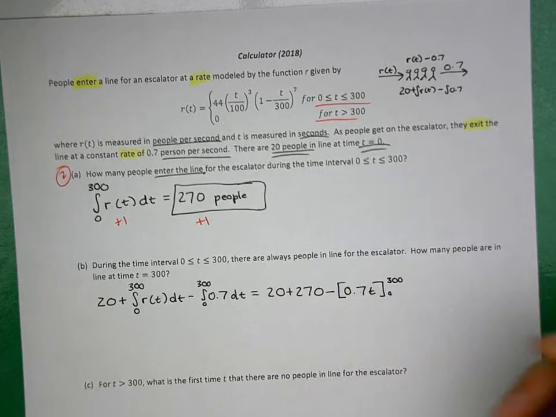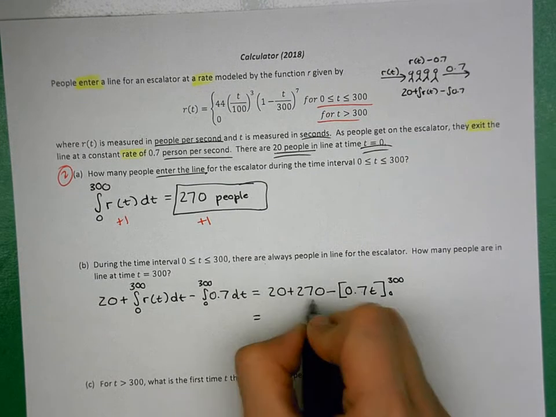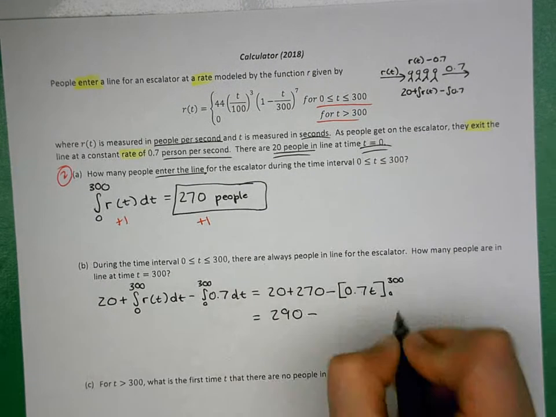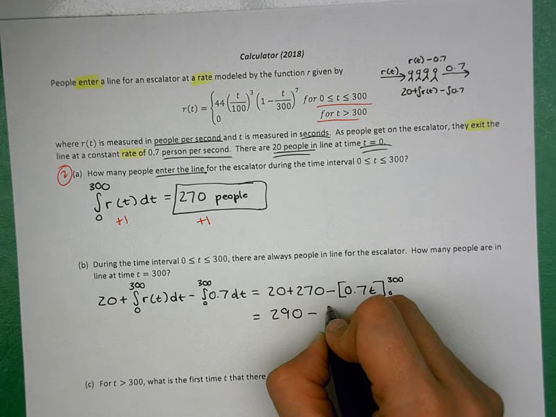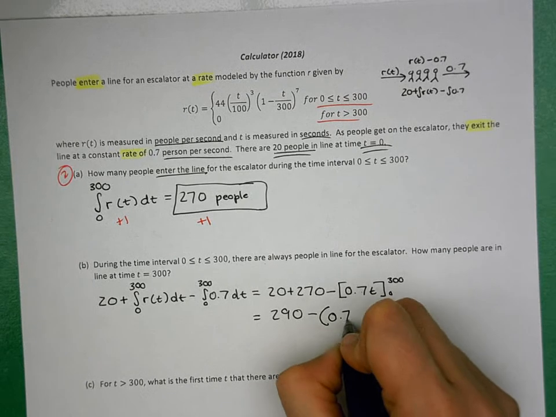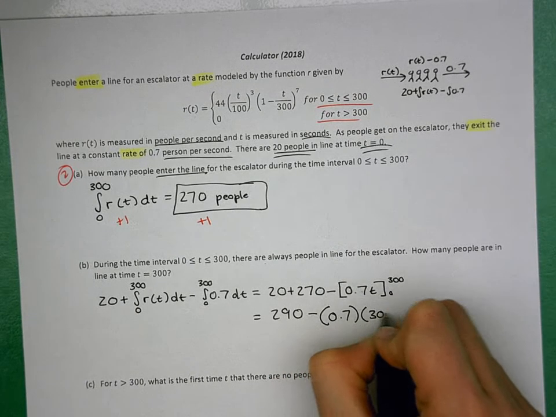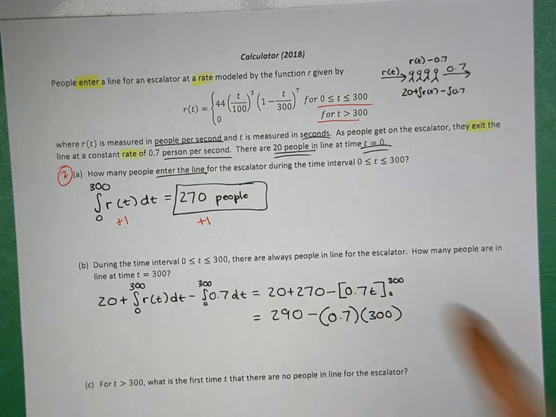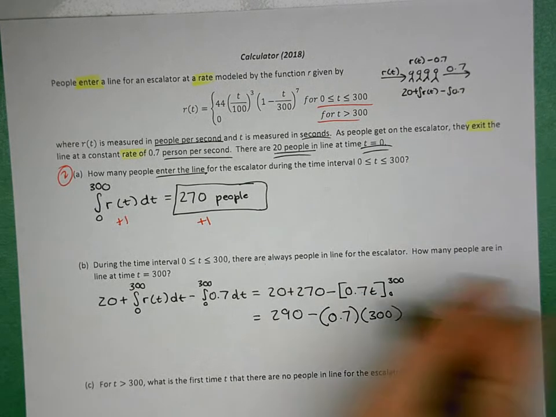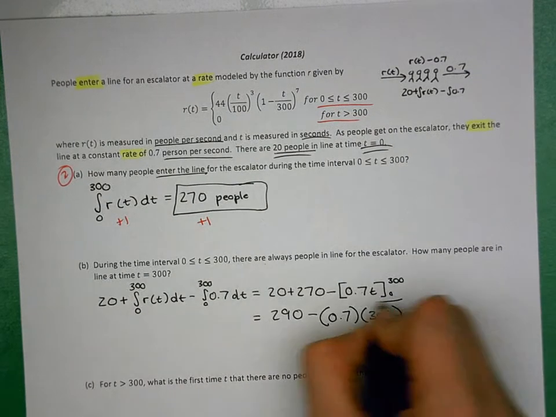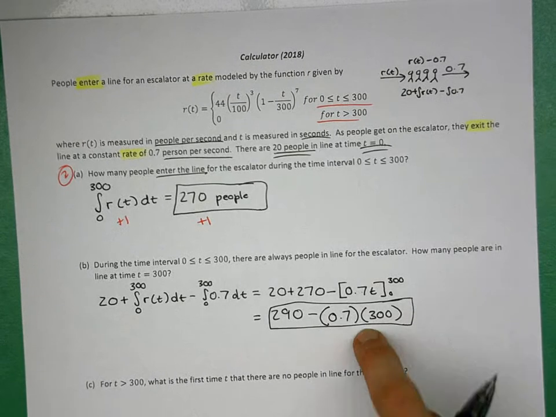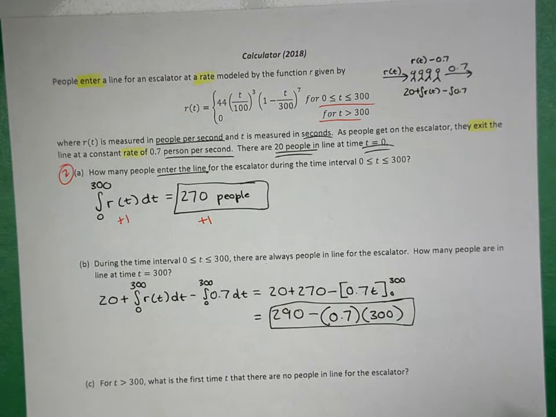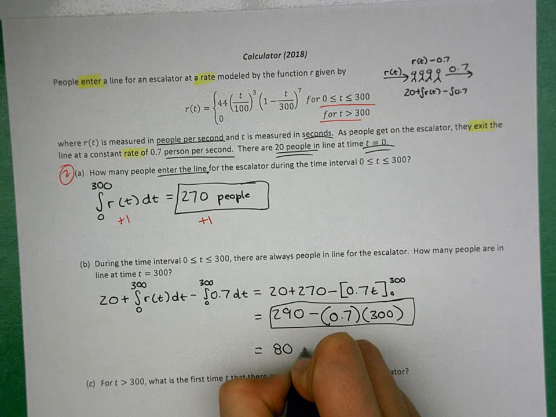And then plugging in your upper, so 20 plus 270 is 290. Plugging in your upper, you have 0.7 times 300, which again, we don't have to simplify, so 0.7 times 300, minus plugging in our lower, which is going to be 0, and then I wouldn't simplify, I'd leave it there. If you did simplify, you'd get 290 minus 210, which is 80. I'll write that since I have some extra space. Okay?